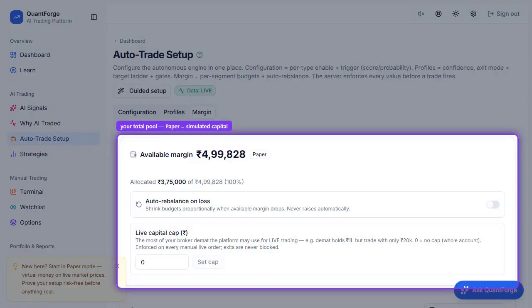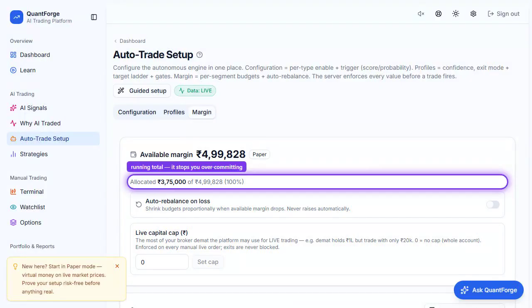It also says allocated 3.75 lakh of 100%. That line is your running total, how much of the pool you have already handed out across the types, as a rupee figure and a percentage. It stops you overcommitting. The platform will warn you long before your budgets add up to more money than you actually have.